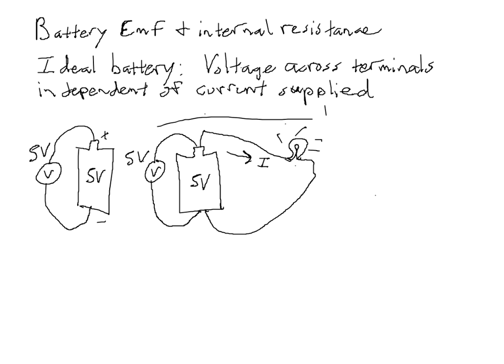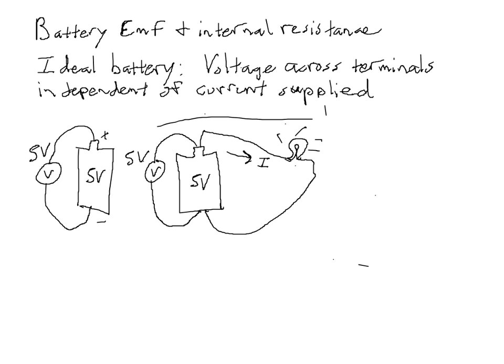But real batteries are not like that. Real batteries have something that we call internal resistance. And because of that internal resistance, the voltage across the terminals depends on whether or not this battery is supplying current, and will in fact depend on how much current is being supplied. So let's look at an example of a real battery.